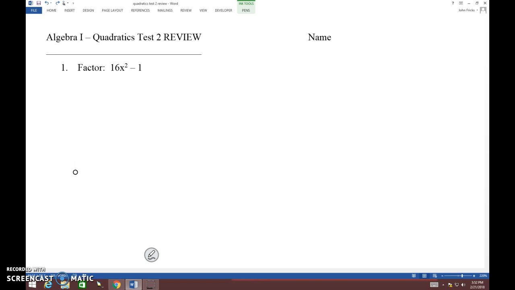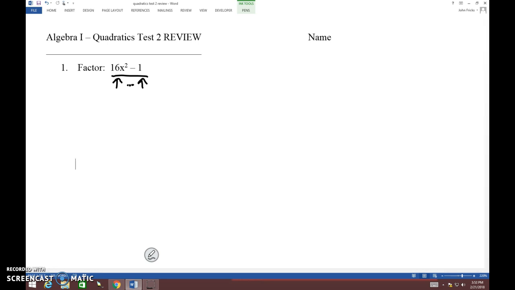So in number 1, we're factoring 16x squared minus 1. Now 16x squared minus 1 is difference of two squares simply because I can take the square root of 16x squared and I can take the square root of 1. And then the subtraction in the middle is going to be the difference. So that tells me this is a prime candidate for difference of two squares.